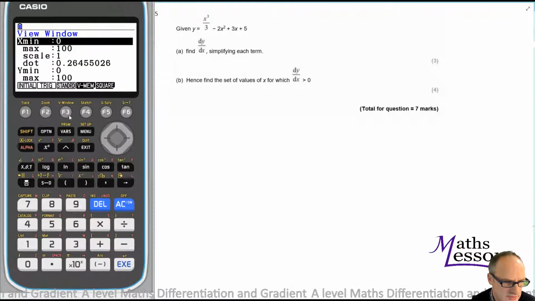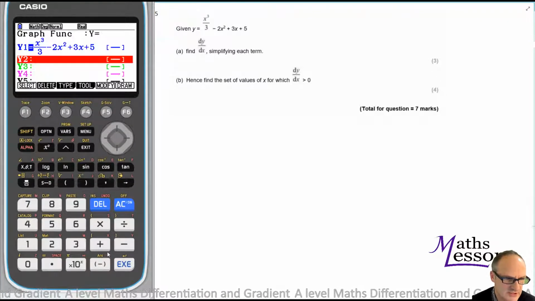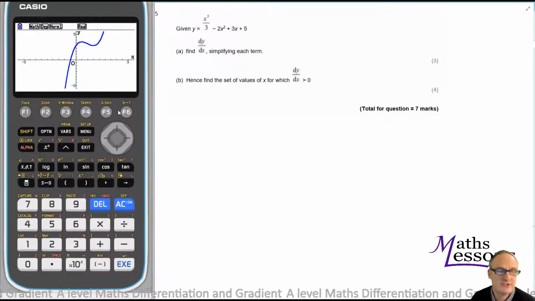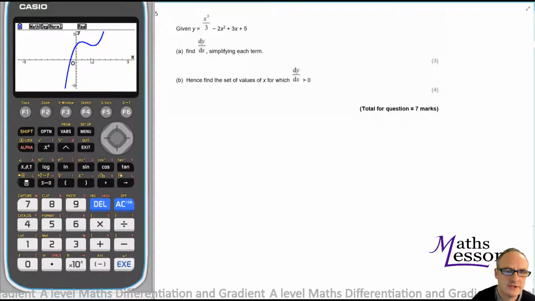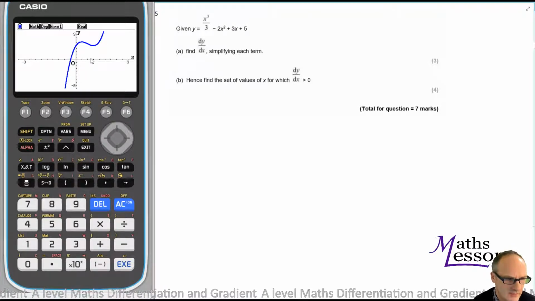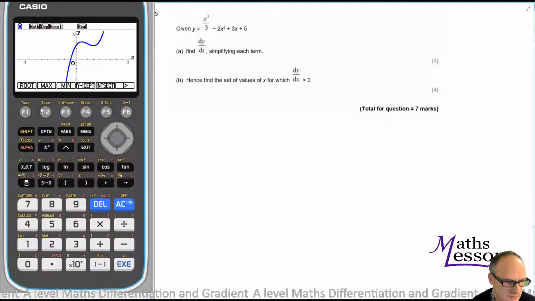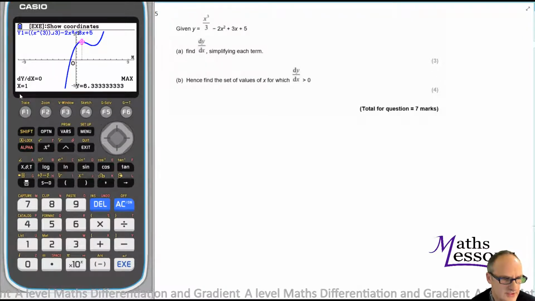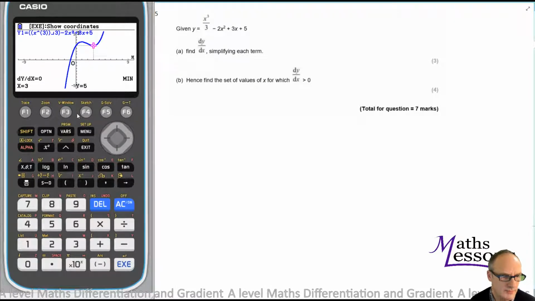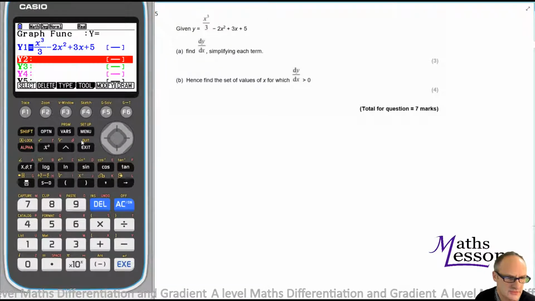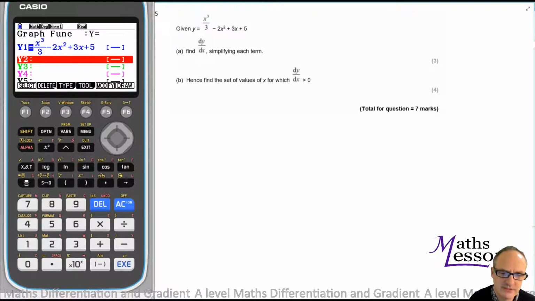Let's just change my view window. Let's just initialize that and see. Let's go standard, actually, see what happens, and draw that. And we can see we've got 2 turning points going on in this question here. So let's look at them. We can just quickly use the graph solve to find where the maximum one is, and that's when x equals 1. And we can use the graph solve again to find where the minimum one is, and that's when x equals 3. I just want to check I've typed that in correctly. Okay, there we go. So let's get on with doing the proper maths.